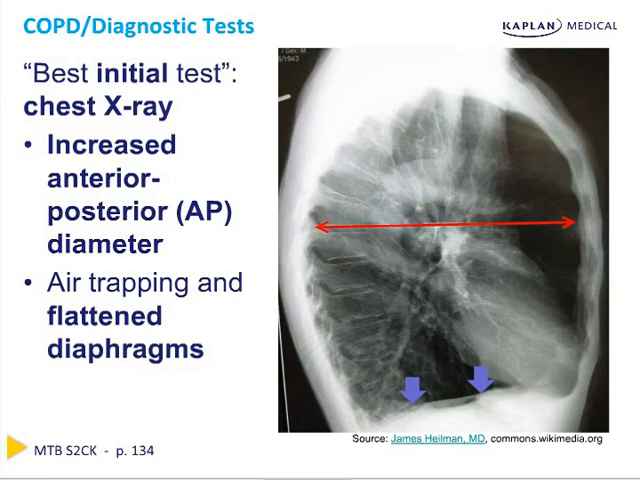The flattened diaphragms, as pointed out by the blue arrows on your screen, are typical of a COPD patient, and these flat diaphragms can actually worsen the respiratory mechanics of these patients, and that's because a flattened diaphragm does not work as effectively as a nice, rounded, dome-shaped diaphragm seen in a healthy patient.